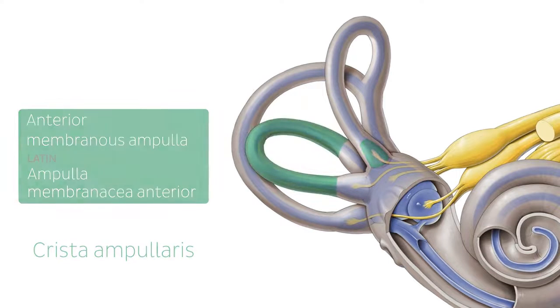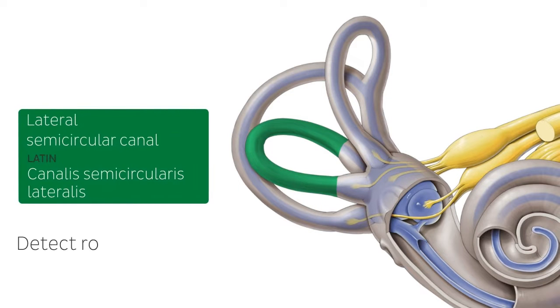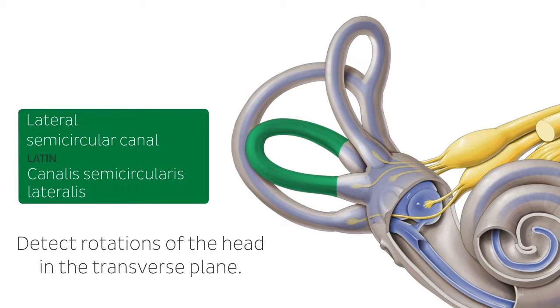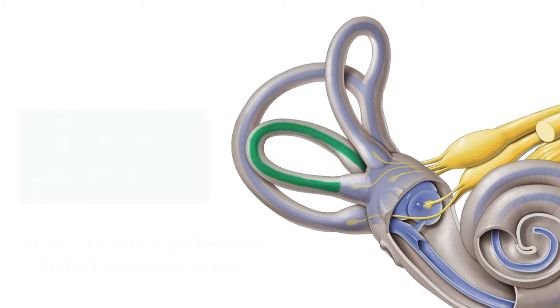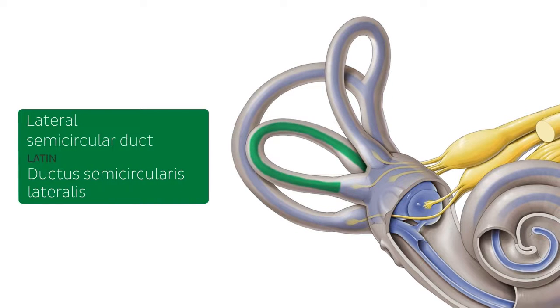The lateral semicircular canal is the smallest of the three semicircular canals. It is situated in the horizontal direction and functions to detect rotations of the head in the transverse plane. For example, when we turn our heads looking to our left or looking to our right. Inside the lateral semicircular canal, there is a corresponding membranous duct called the lateral semicircular duct, seen here highlighted in green.